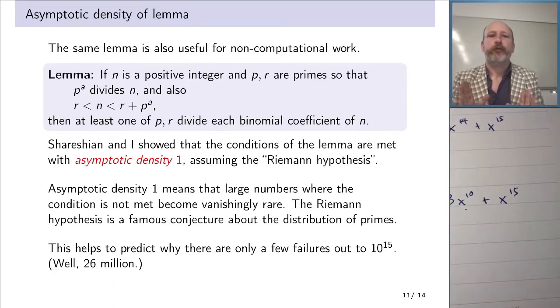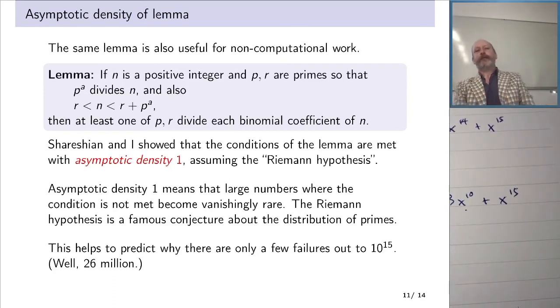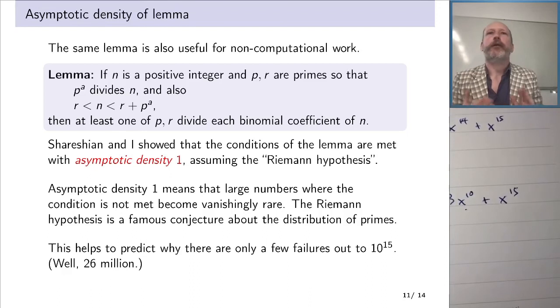So the Riemann hypothesis, I'll just say it's a famous conjecture which has to do with the distribution of primes. So this is explaining 26 million is very few problematic numbers out to a quadrillion. Well, let's see, 10 to the 6th times 10 to the 9th is 10 to the 15th, so it's something like a bit more than 1 in a billion.